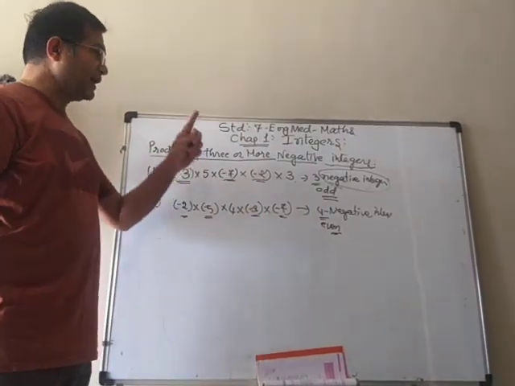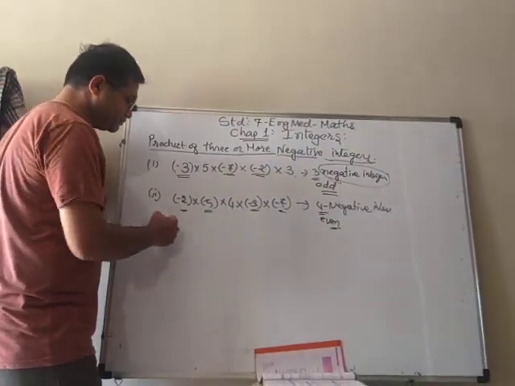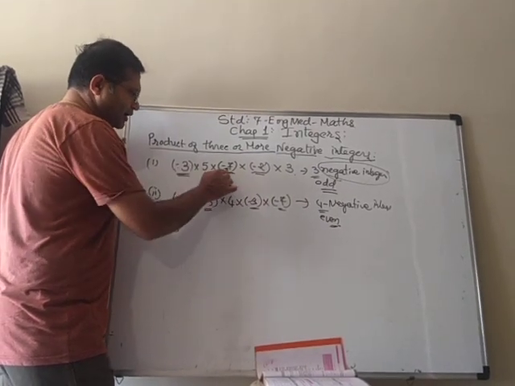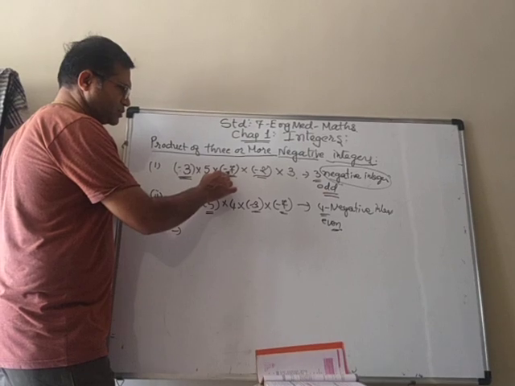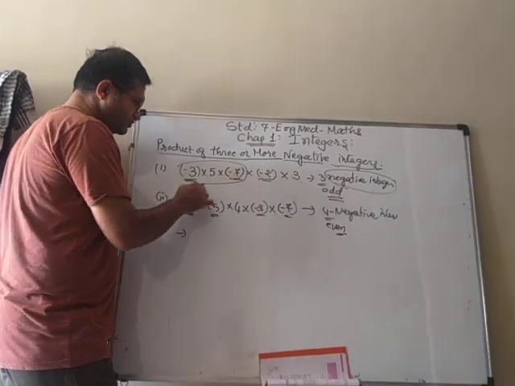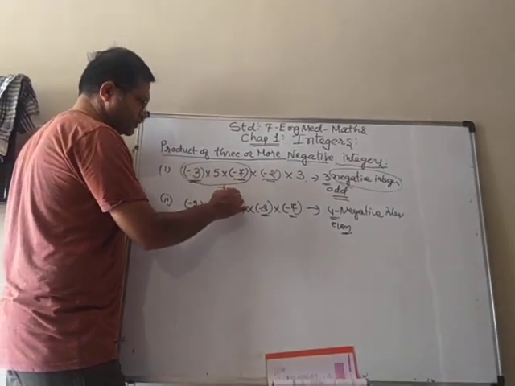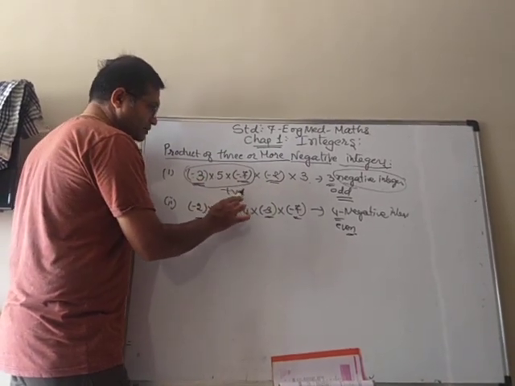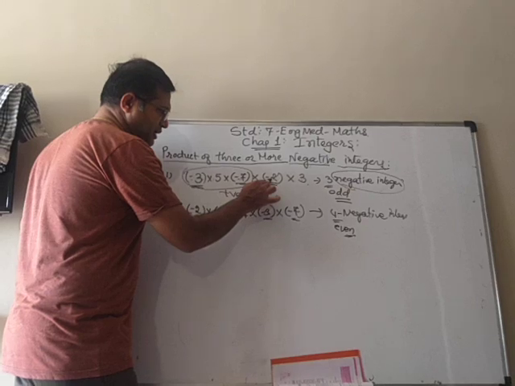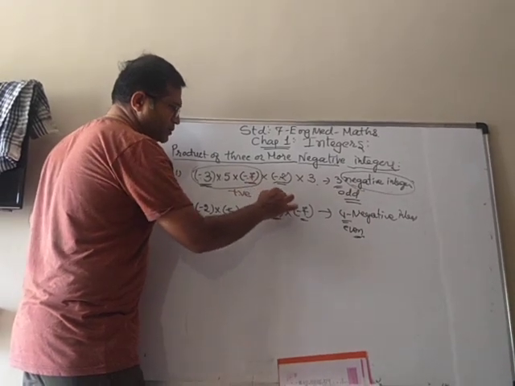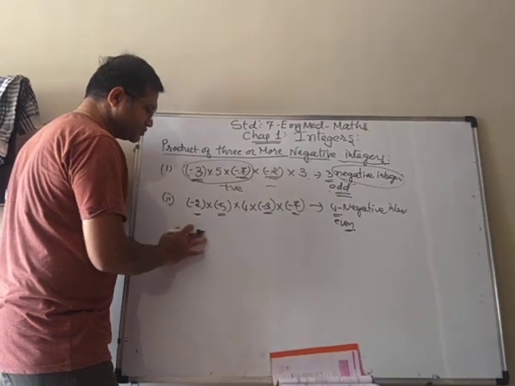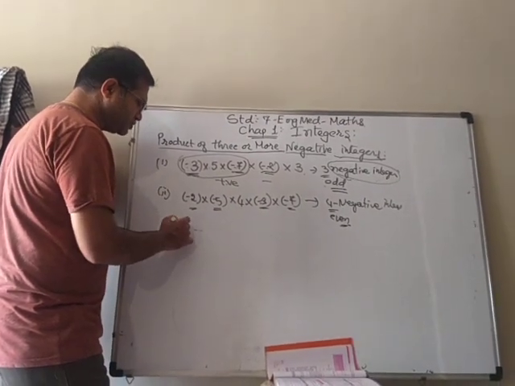If the number of negative integers is odd, then look here: negative and negative becomes positive. So the product of these will be positive, because two negatives and one positive make a positive. Then again it is negative times positive, which will be negative. So the answer will be negative. You have to remember those two things first.